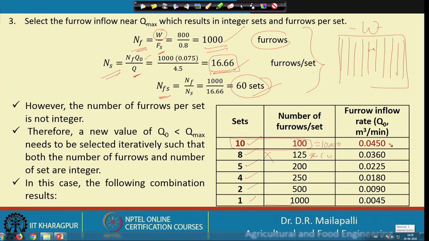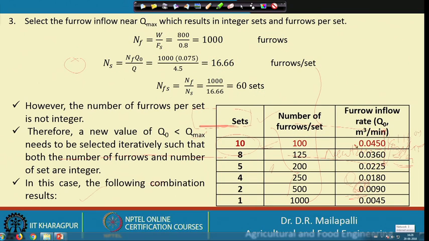So, with these combinations we find what the Q naught values are, okay. In this example, let us take 0.0450, which is close to your non-erosive flow discharge, that is 0.07 it seems. If we go back to 0.07, which is within, less than the non-erosive flow rate. Okay.